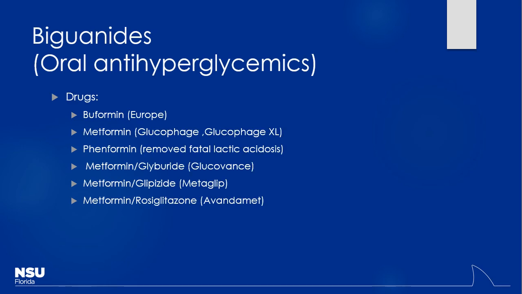This is a big group. We have the biguanides. It looks like a big group, but we actually only have one drug we're going to be using out of this category, and this is going to be metformin. I mention it because this is your gold standard, first-line drug you're going to be putting your type 2 diabetic patients on.